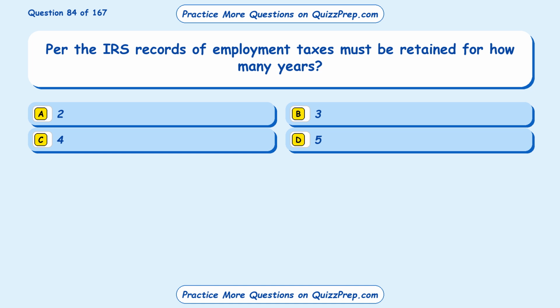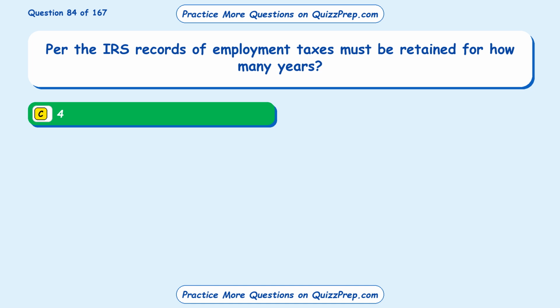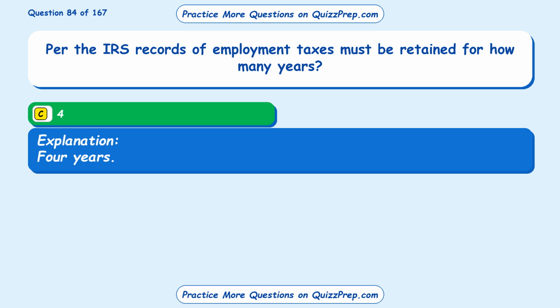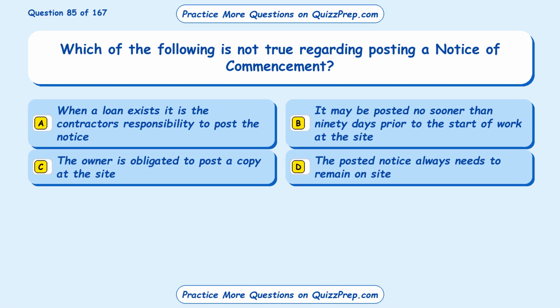Question 84. Per the IRS, records of employment taxes must be retained for how many years? Option A, 2. Option B, 3. Option C, 4. Option D, 5. The correct answer is Option C, 4 years.